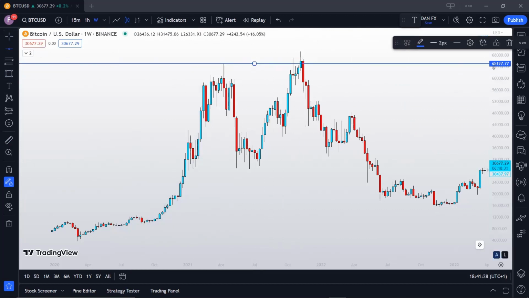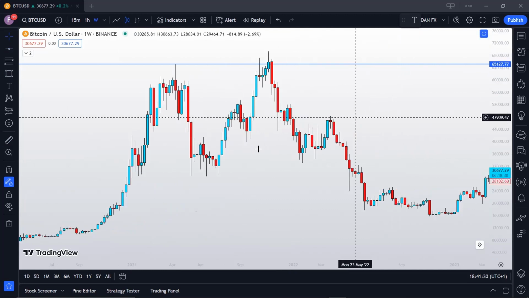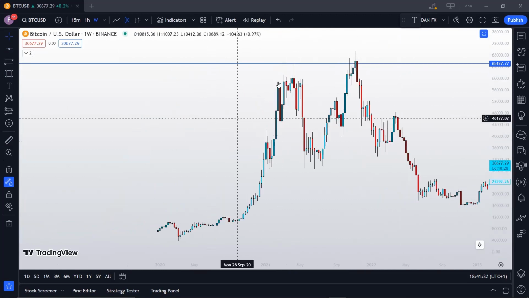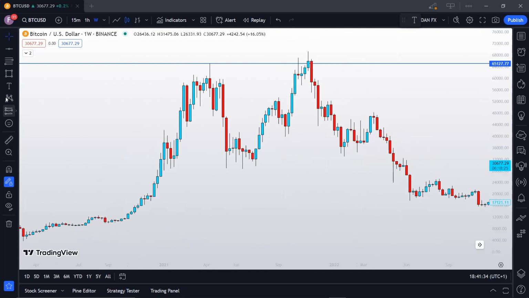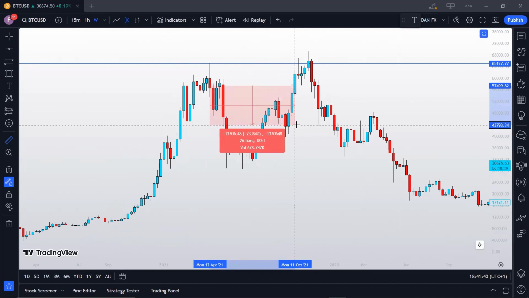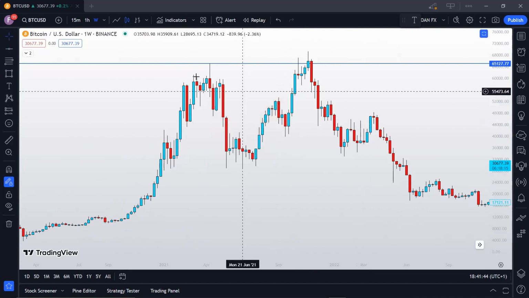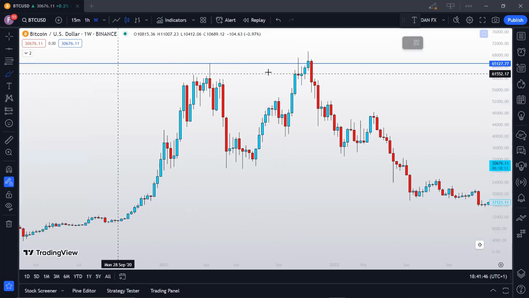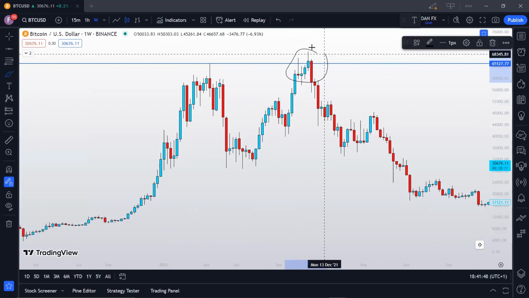65, let's round it up to 65,000, right? $65,000, that's the price, this highest high. And then all of a sudden, the market comes back down and spends about how many days is this? 182 days below this highest point. And then the market goes back to that highest point.